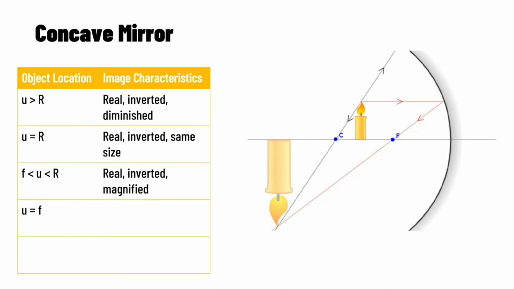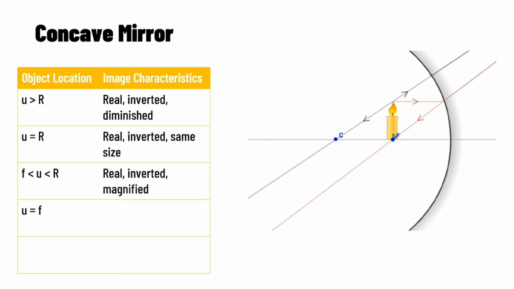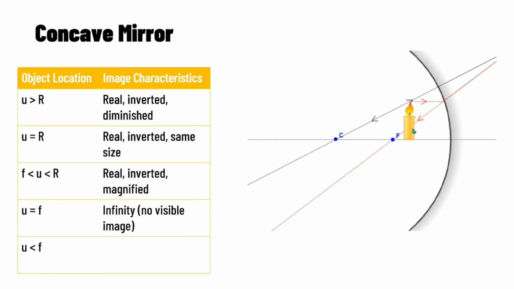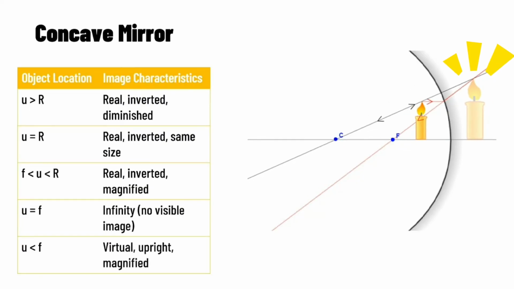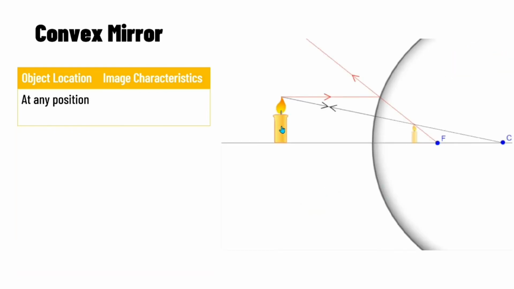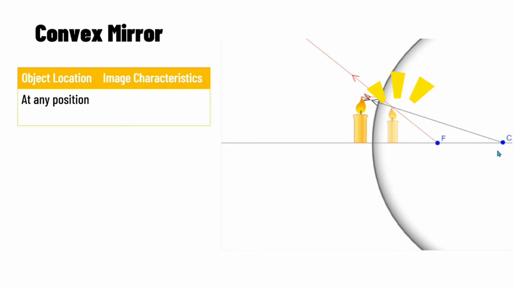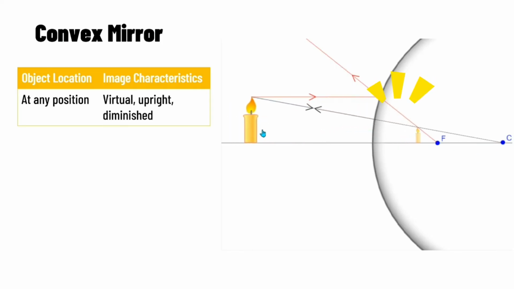Now what happens if we put the object exactly on the focal point? Then there is no visible image. We describe it as infinity. Next, if we put the object closer than the focal length, the image is virtual, upright, and magnified. This is where we apply the makeup mirror. Now let's go to the convex mirror. Regardless of where you put the object, the image is always virtual, upright, and diminished.